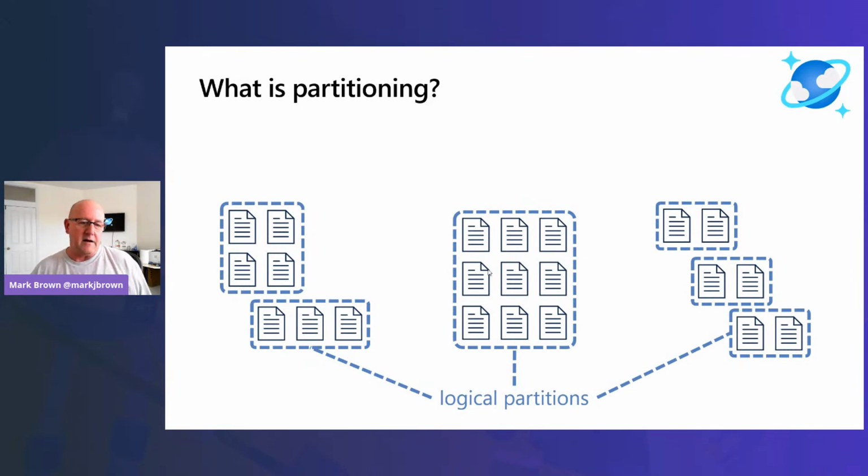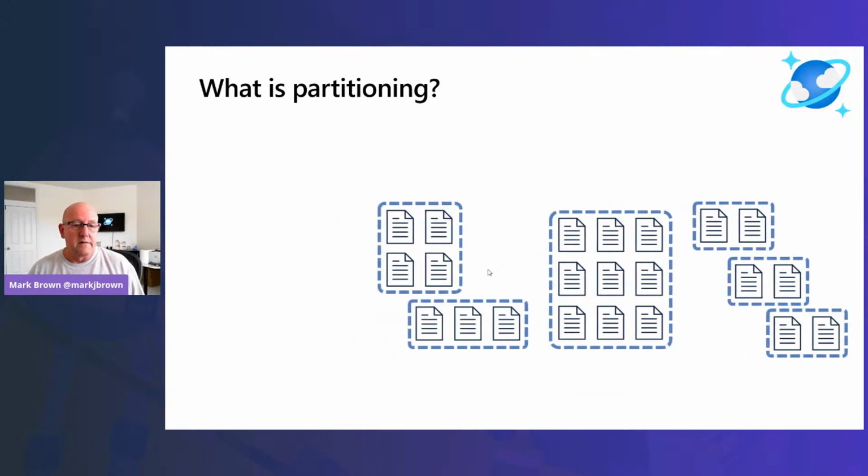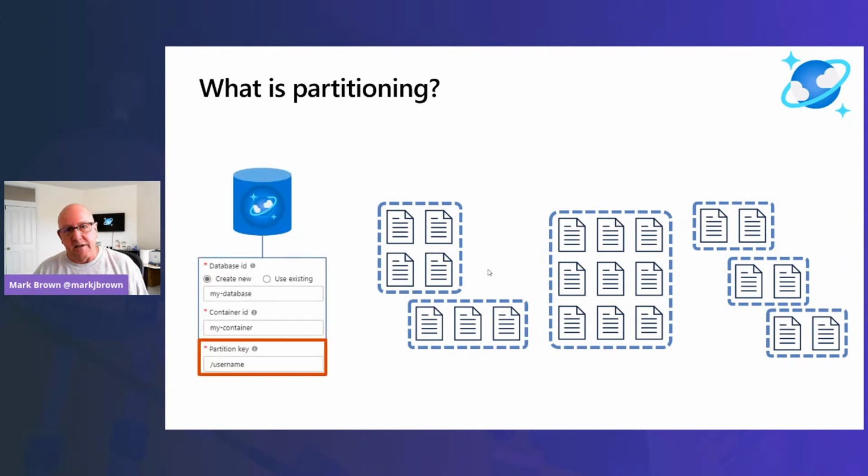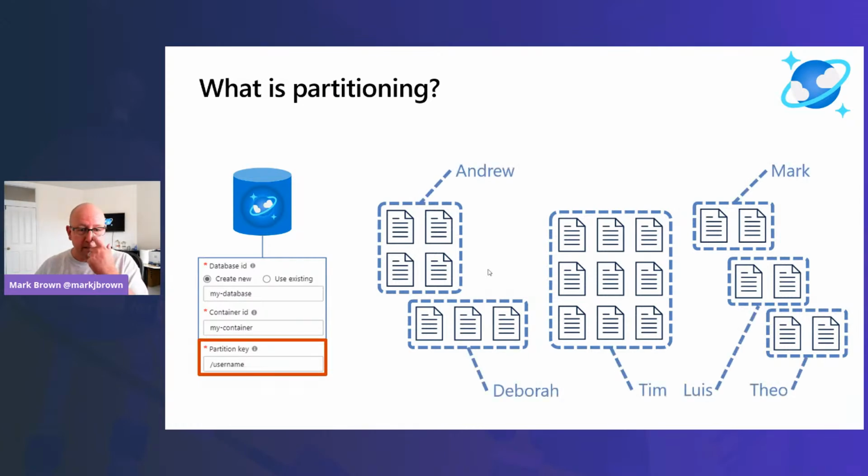So again, how am I going to decide which logical partition data should go on? Well, that's where the partition key comes in. When creating a new Cosmos DB container, you define the container's partition key, which is the name of a property that Cosmos will use to decide which logical partition your data should go to. Think of it as an address to route your data to within your database. Using the example of a container partitioned by username, we would end up with a logical partition where username equals Andrew is on one partition, and then a second logical partition where username equals Deborah is assigned to, and so on.